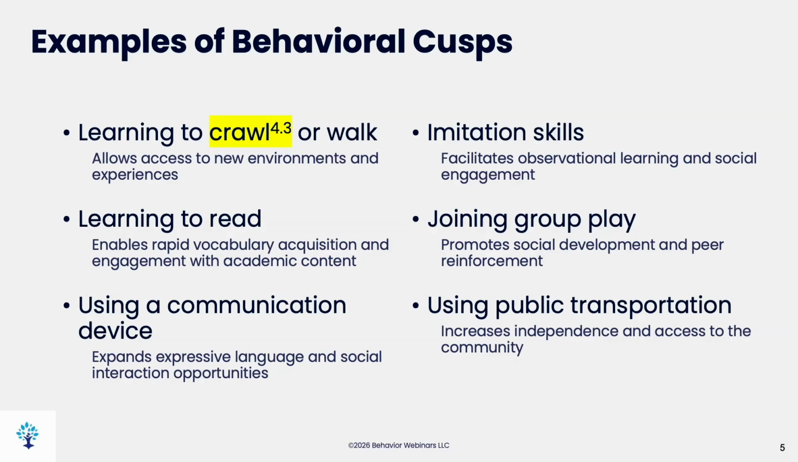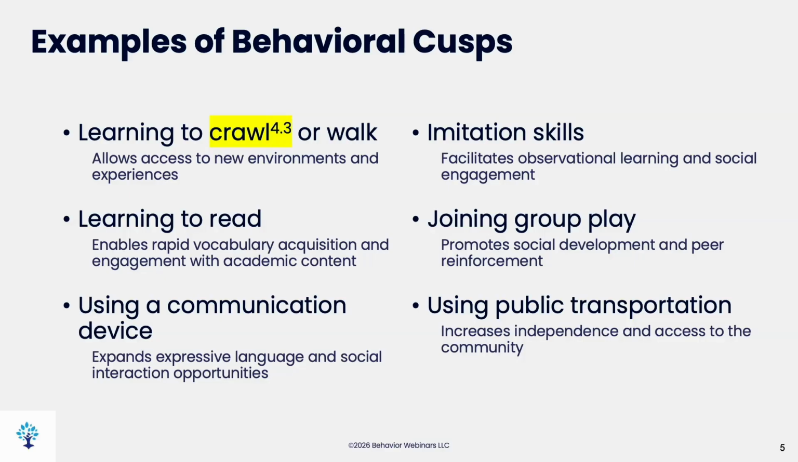Even if you're a non-speaker, when you get that communication device and you can do interactions, your receptive language, which is listening to someone and understanding what they're saying, improves. Imitation skills facilitate observational learning and social engagement. Imitating something that you see is such an important skill, but it also opens socialization much more. Once a child can watch another child do something and then they can do the same thing, they learn so many play skills, so many social skills, so many things from just being able to imitate.